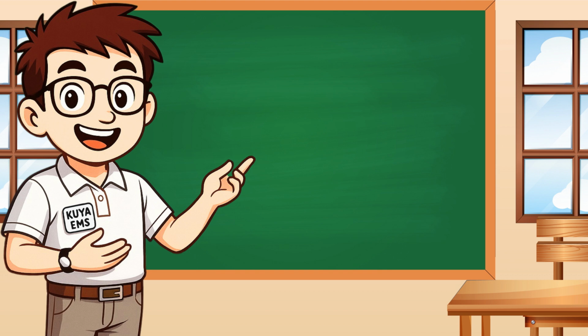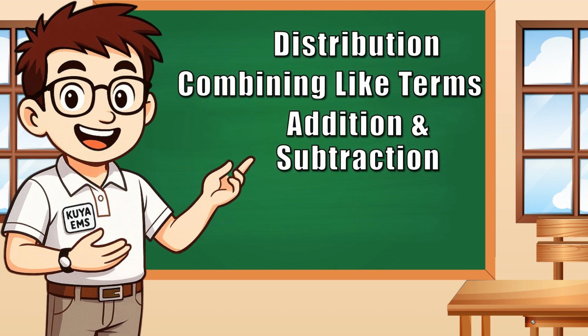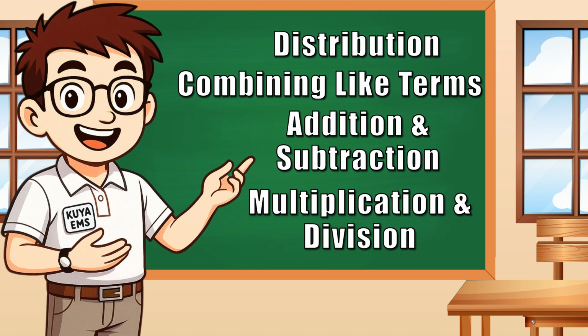Don't panic. It's normal. It's like making instant noodles. Boil water, add noodles, then the seasoning. There's a required order. Multi-step equations are equations that need more than one operation to isolate the variable. You might need to distribute, combine like terms, add or subtract, and multiply or divide. So let's practice, slowly, step by step.